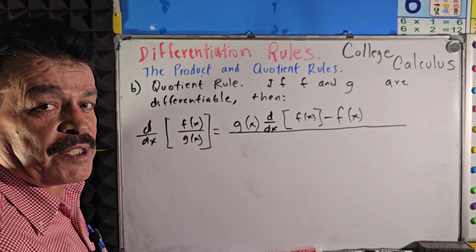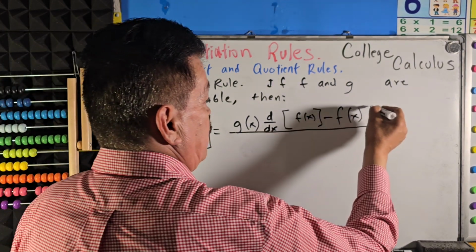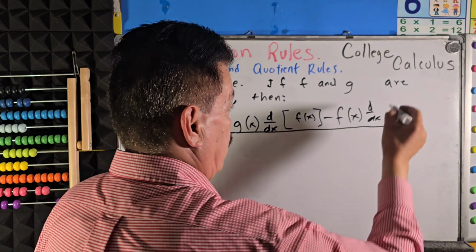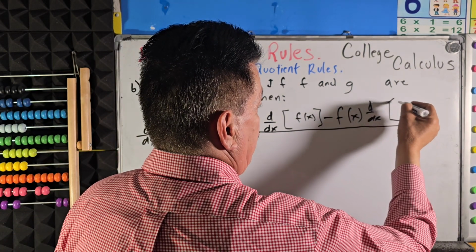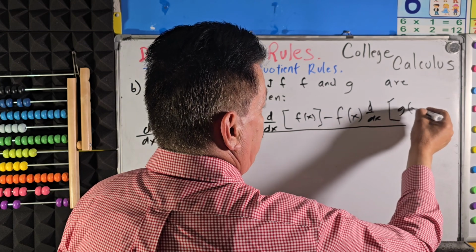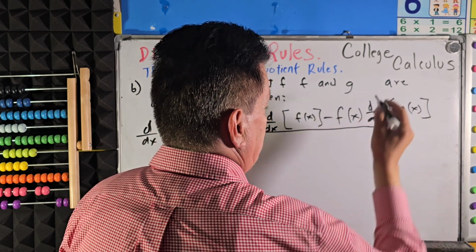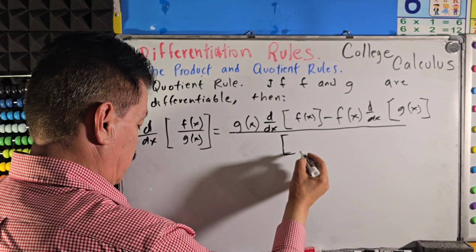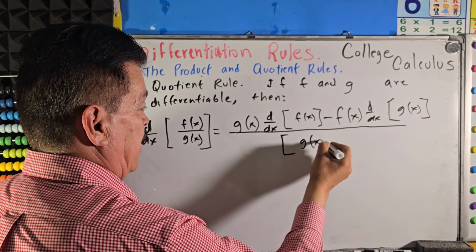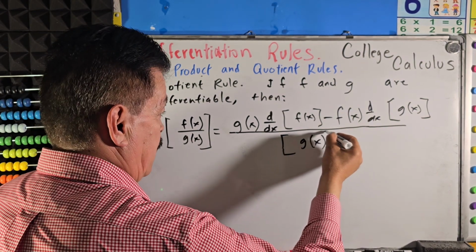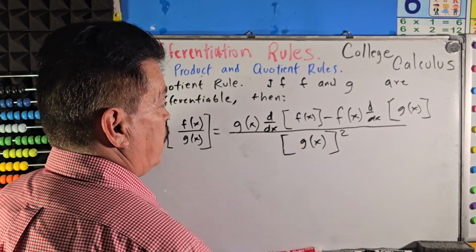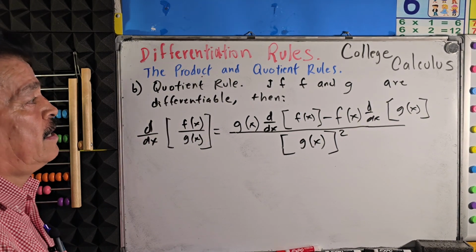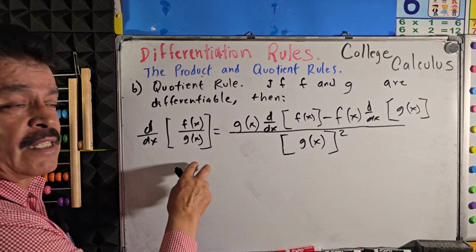Now we have to subtract times d/dx of g of x, divided by, open curl right here, g of x to the second power. That's actually the definition. This is the concept of definition.